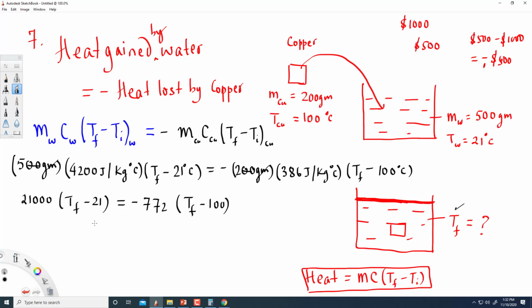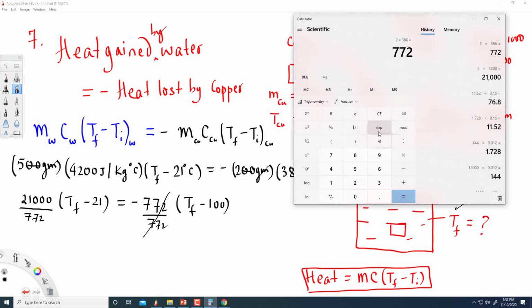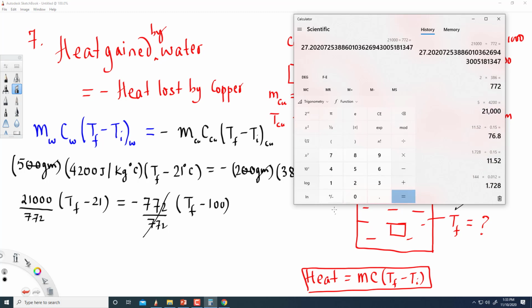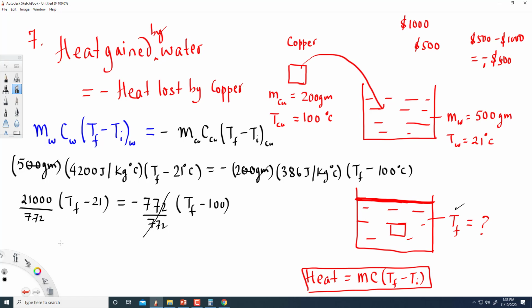So I can get rid of this 772 by dividing both sides by that, 772. Okay, get rid of that. Now 21,000 over 772. 21,000 divided by 772 gives me 27.2. So on this side we have 27.2 times TF minus 21 equals minus TF minus 100.